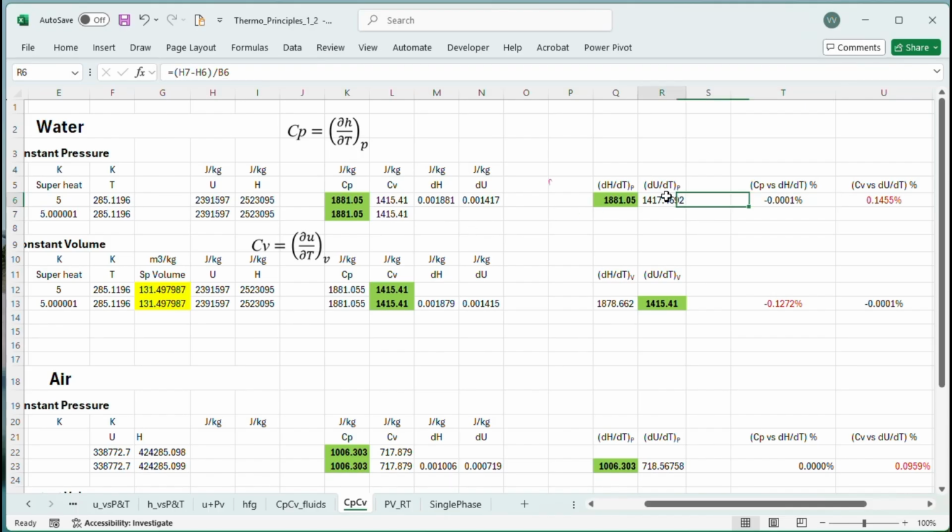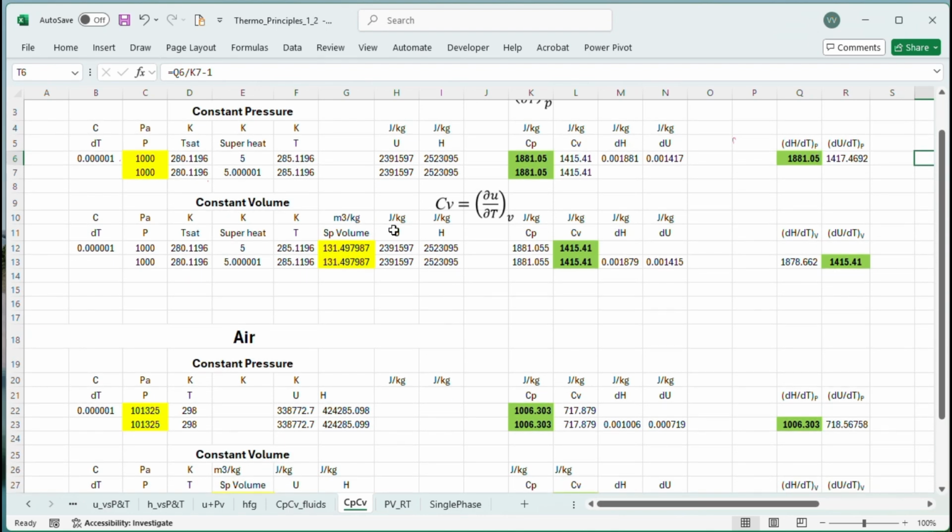If you do the same thing for internal energy, there is some error, but it's not internal energy that has to be used here at constant pressure. It has to be enthalpy. So CP calculated with this formula seems to be very good, with really low error.